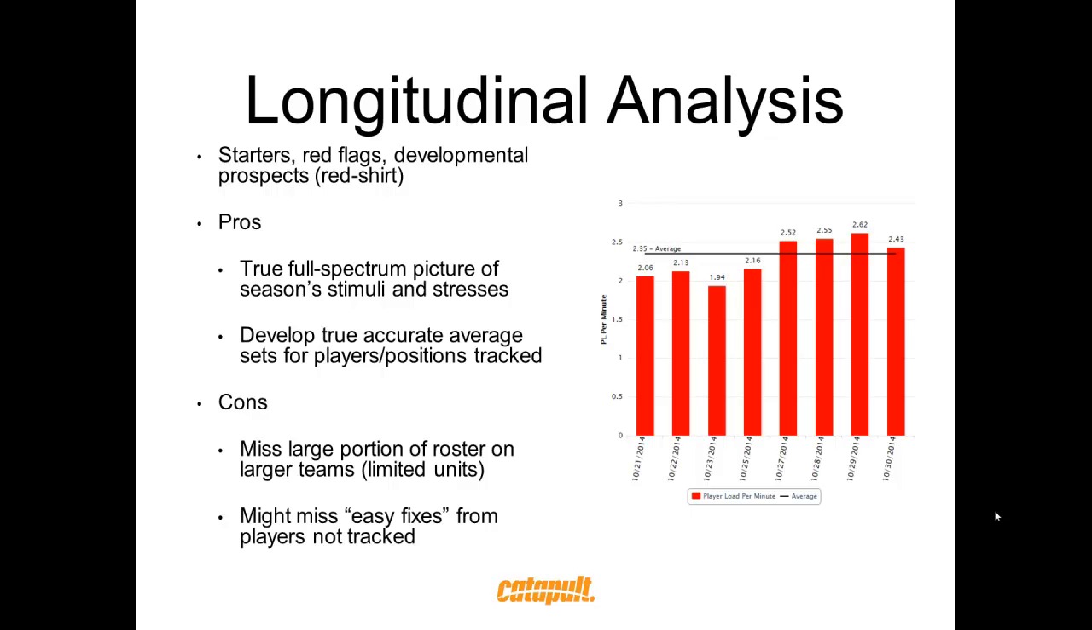The big pro of longitudinal analysis is you get a true spectrum, a big picture of what's going on with this athlete, so you can track them over time. So you know day to day what's going on. We know what week 1 looks like compared to week 2, compared to week 3. We know what the postseason looks like compared to preseason. You can get a very good average on each of the individual players as well as the progression of the season on these actual athletes.